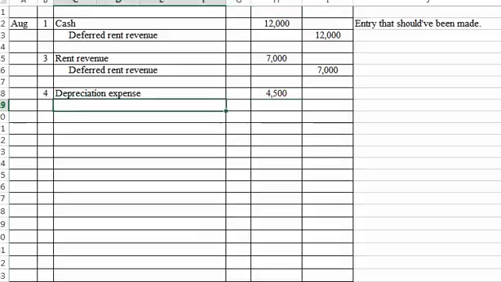And then we're going to credit accumulated depreciation.